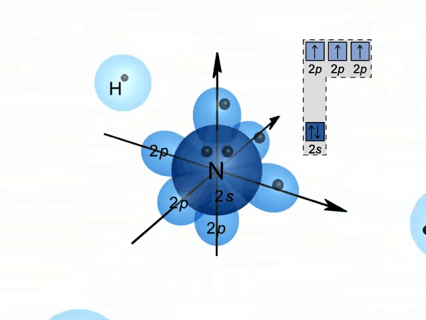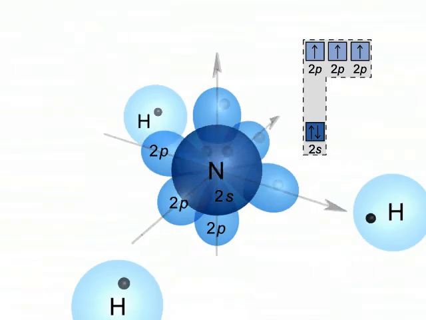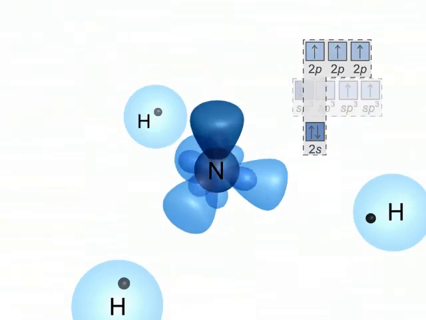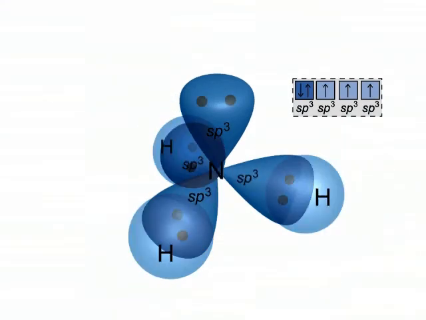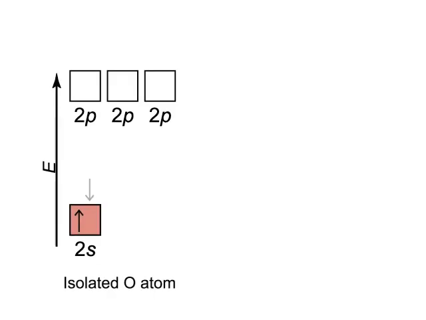One of the tetrahedrally oriented sp3 hybrids is filled with a lone pair, and the H atoms overlap the other three to form 3 NH bonds. In the case of water, with its V shape, the model proposes a situation similar to that for ammonia.